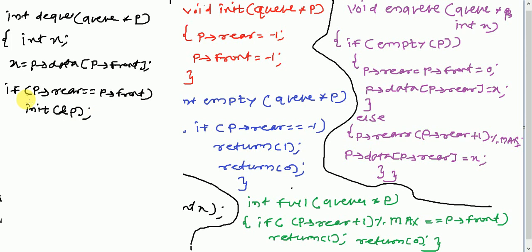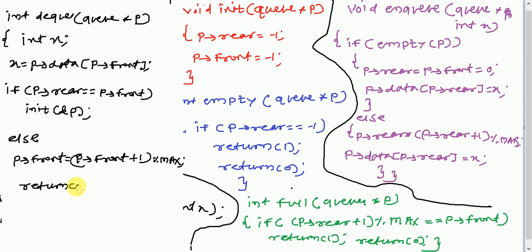Okay, else what we'll do, we'll simply increment the front, and our front will be like P of front will get updated, so that will update to P of front is equal to P of front plus 1 mod max. Okay, and then we will return x. So this is basically a delete Q function.